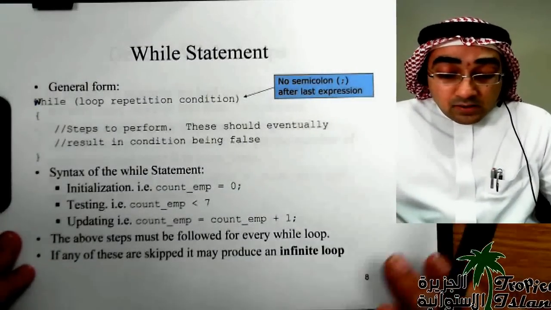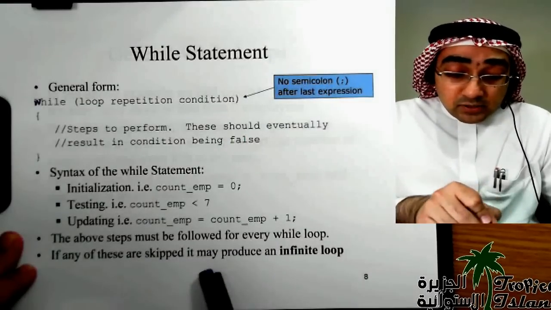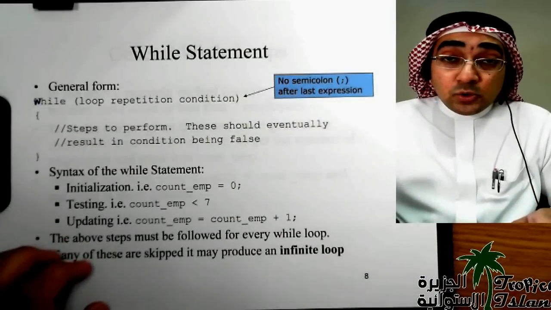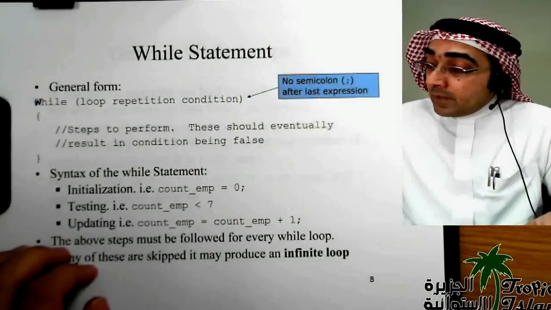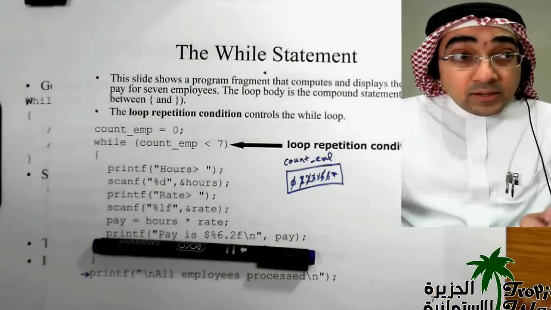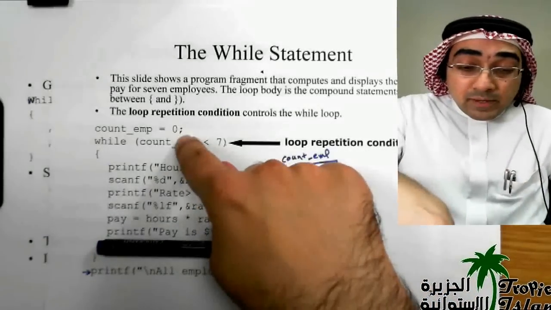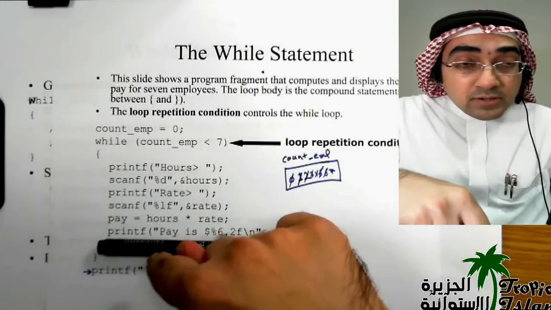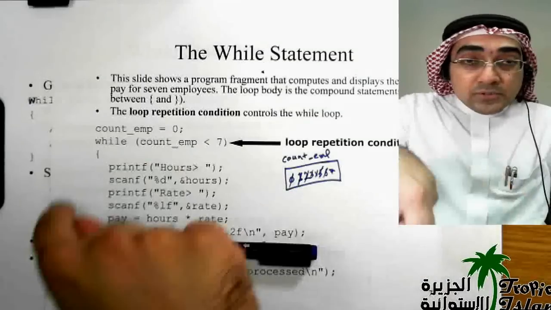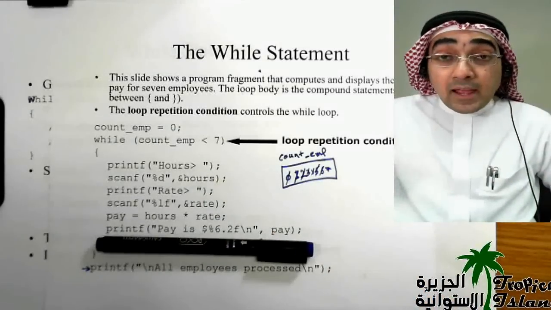The above steps must be followed for every while loop. If any of these are skipped, it may result in an infinite loop. What is an infinite loop? It is a loop that the computer can never get out of. For example, if I forget to put this line in, so I am calculating the pay and I forgot to do the increment, my count employee is never going to increase at the end of the loop, so it's going to stay at 0. So I'm telling the computer I'm still at employee number 0, and it's going to keep asking me about employee number 0, and it's never going to get out of this loop.